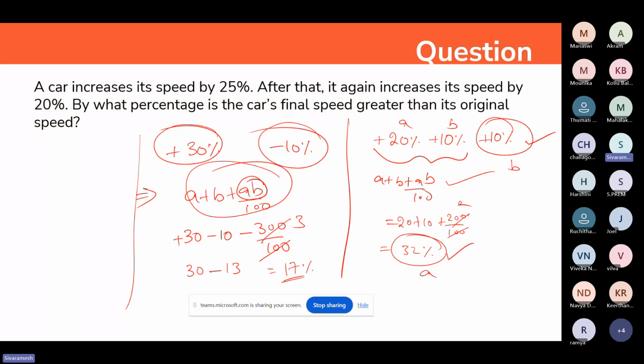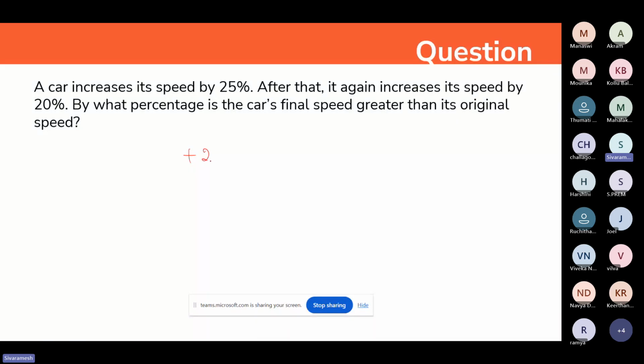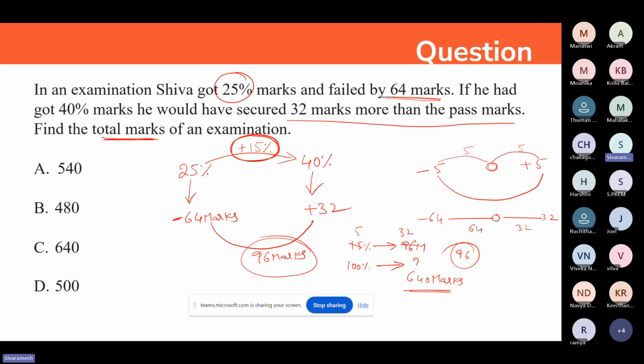Very good. Now hope we all are clear with this. If we have two times successive change, you can apply A plus B plus AB by 100. Even if you have three times change also. Like how they will ask questions in the exam: a car increases speed by 20%, again increases speed by 10%, again it decreases speed by 10%. Remember carefully, when it is decreasing, take minus 10. Apply the same formula A plus B plus AB by 100. Let's move on to the next one. This one already solved, this one also done. Can you solve this question?